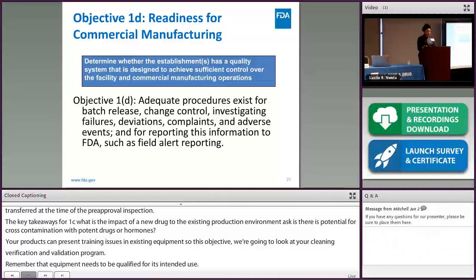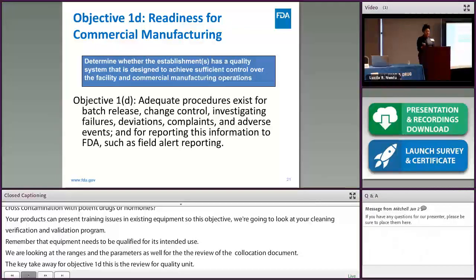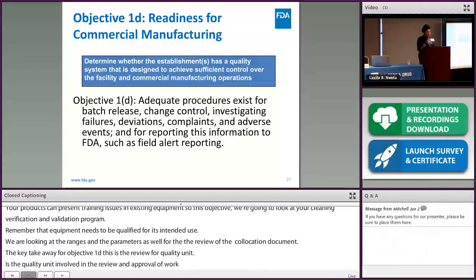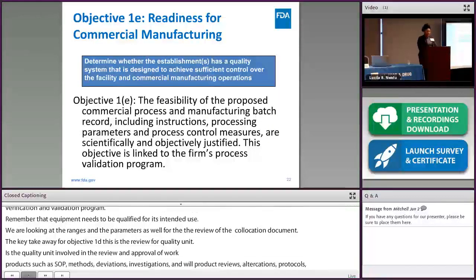The key takeaway for Objective 1D. This is a review of the Quality Control Unit, management, and procedures. Is there a quality unit? Is the quality unit involved in the review and approval of work products such as SOPs, methods, deviations, OOS investigations, annual product reviews, qualifications, protocols, reports, that all the documents need quality units? I think you get the point. Objective 1E. The takeaway here is all about process validation.